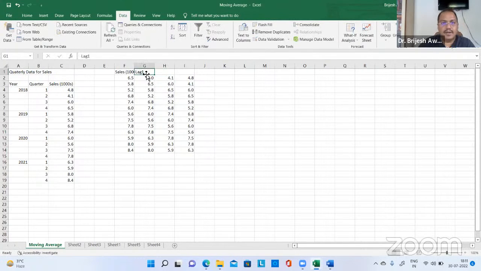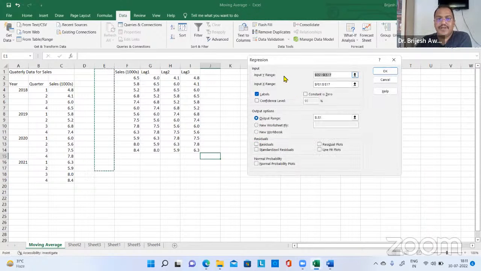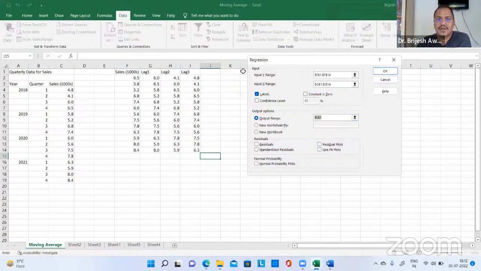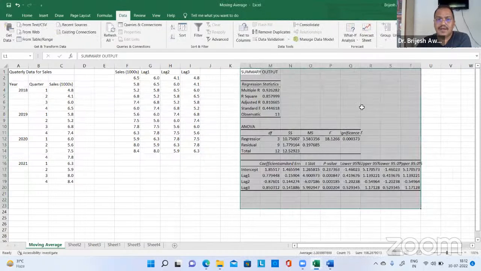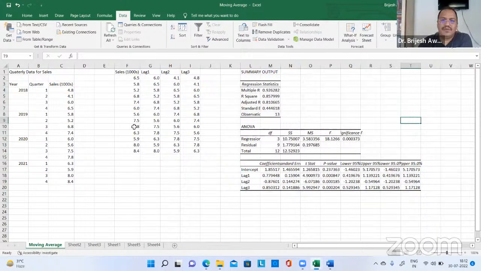Lag 1, 2, and 3. Okay. Now regression. Dependent variable, and the independent variables. This, this, and okay. Finally, we got it. Wonderful. Can we do forecast? Yes, sir.